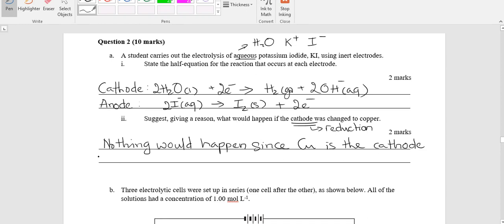Since copper is the cathode and cannot compete, or you can also say that it cannot undergo oxidation, compete with other reducing agents present.